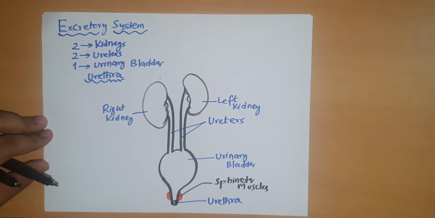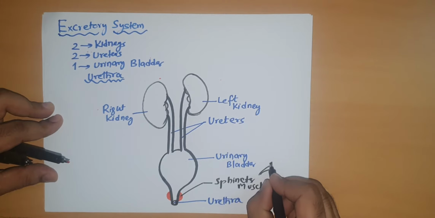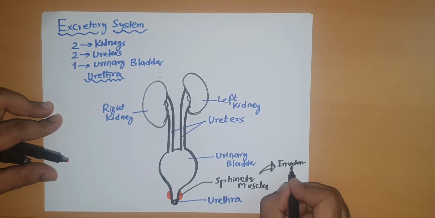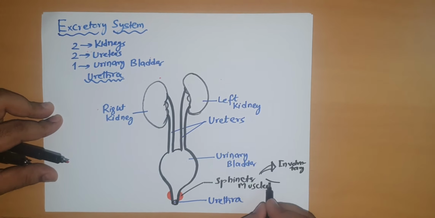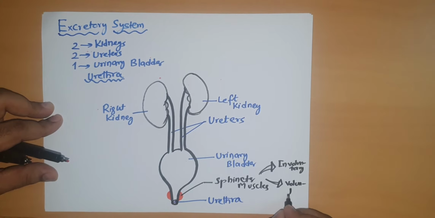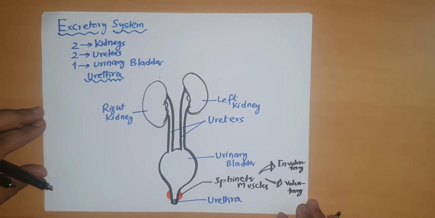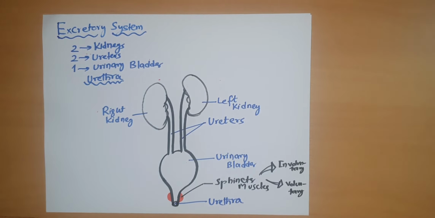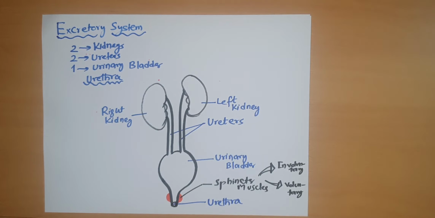Now these sphincter muscles are involuntary in young kids and they are voluntary in adults and older kids. This means that the involuntary muscles later on change into voluntary muscles as age increases. This is the reason that younger kids are unable to control their urination and they urinate whenever the urinary bladder is filled up, without telling their parents or without going to the loo.